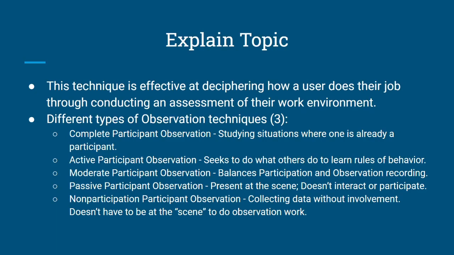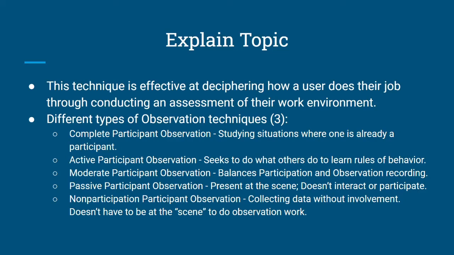Then you have moderate participation observation. This is where the observer looks to balance the participation within this activity with their observational recording. They want to make sure that they can accurately record while also participating within that activity to gather data, so then they can record it.